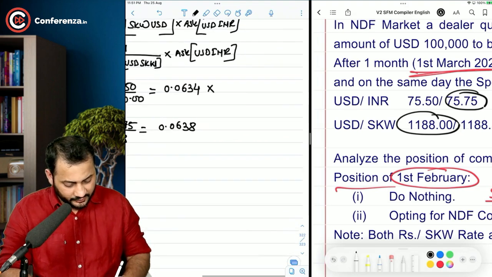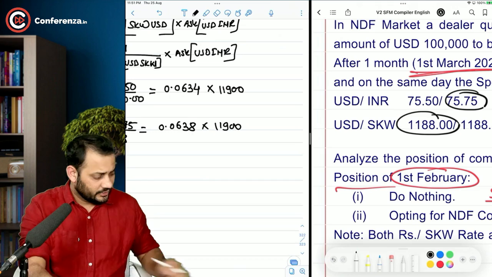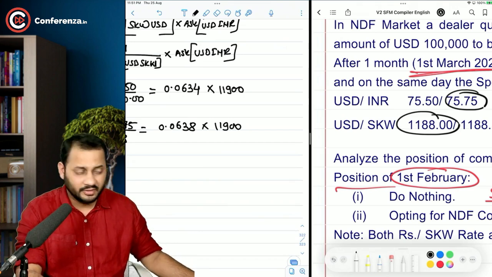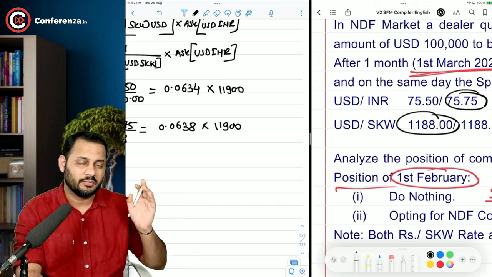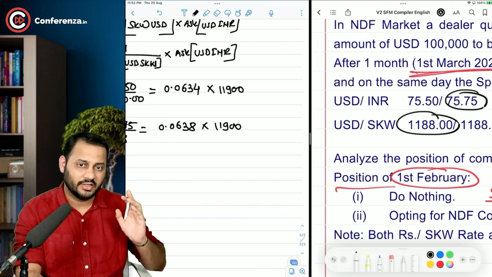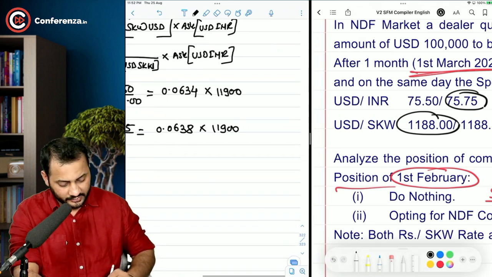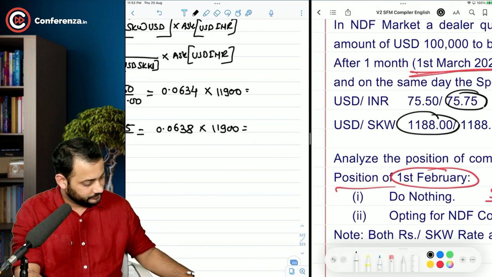But I will compare it with SKW required, 11,900. Why 11,900, sir? It's very simple. 1190 is in millions, and if I have to convert it into lakhs, I will just multiply it by 10, which means adding a zero after 1190, and then divide it by 1 lakh. That comes to 11,900.